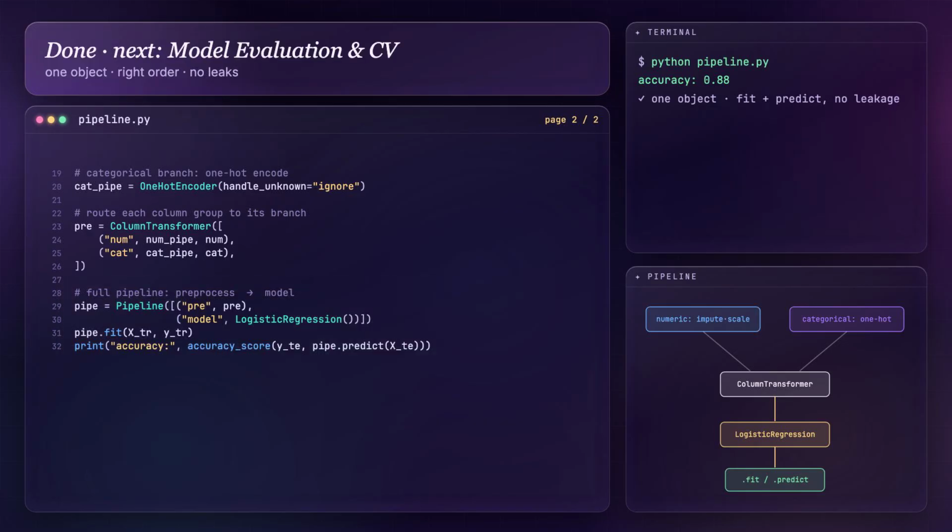And that's preprocessing and pipelines, the real glue of a machine learning project. One object in the right order, no leakage, ready to deploy. Next time, the question every pipeline eventually raises: how do we actually know it's any good? That's model evaluation and cross validation.